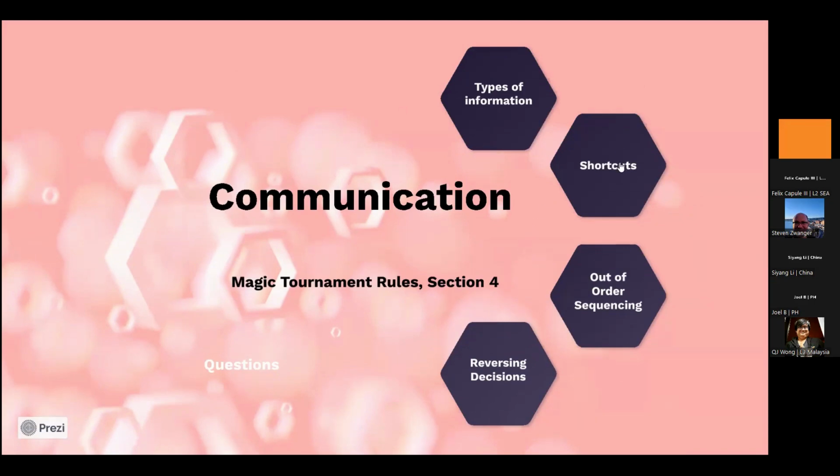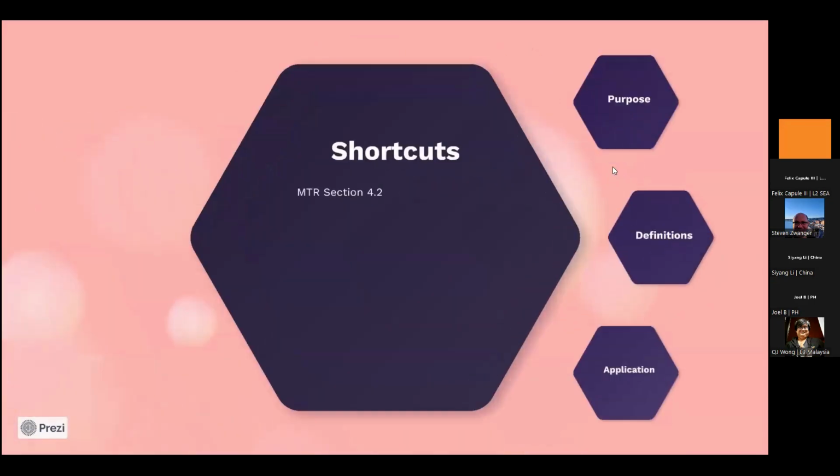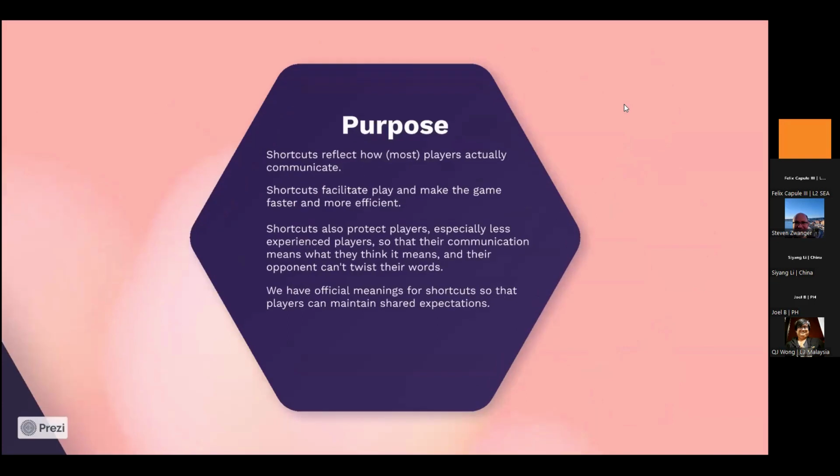So let's talk about shortcuts. Shortcuts are covered in section 4.2 of the MTR. And before I get into the definition of shortcuts and some examples of shortcuts, I want to talk more generally about the philosophy behind this section of the MTR.